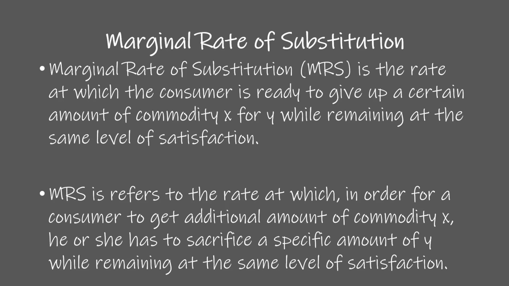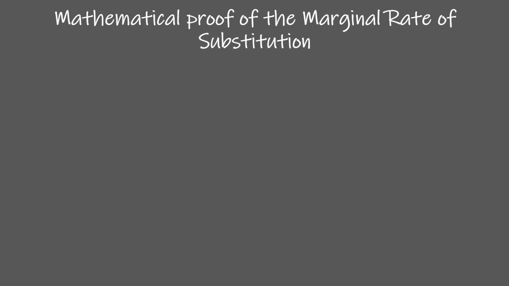So now, moving on, let's look at the mathematical proof of the marginal rate of substitution. As you can see, we have the marginal rate of substitution of Y and X, and it's equal to marginal utility of X over marginal utility of Y. That is a ratio of two commodities. This is what we have as the marginal rate of substitution. So let's try and prove it by looking at some mathematical illustration.